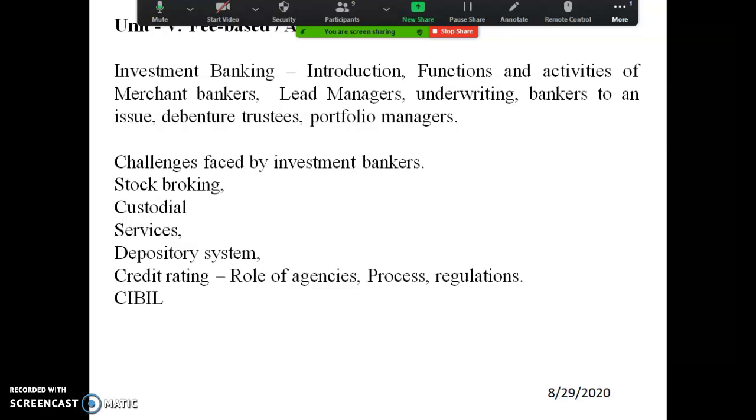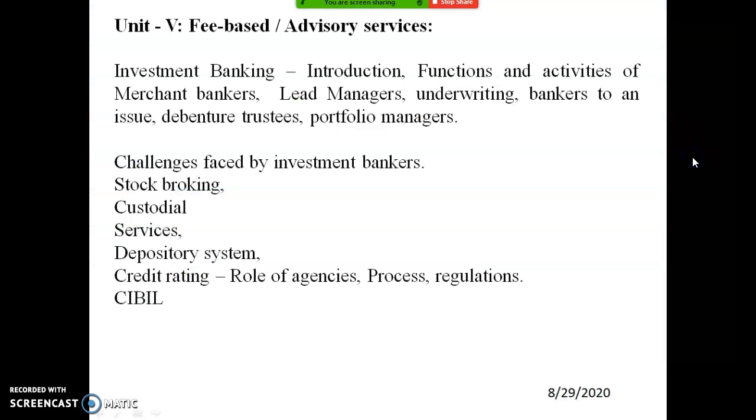And unit number 5 is the fee-based services. Investment banking, what are the functions and activities of merchant bankers, lead managers, underwriting, bankers to an issue, debenture trustees, as well as portfolio managers. Along with these topics, we are going to know about the challenges faced by the investment bankers, stockbroking, custodial services, deposit system, credit rating, role of agencies regarding the credit rating, the credit rating process, and the rules and regulations regarding the credit rating process. And the last concept is CIBIL, Credit Information Bureau of India Limited, CIBIL short form. So these are the contents or syllabus prescribed by the JNTH.